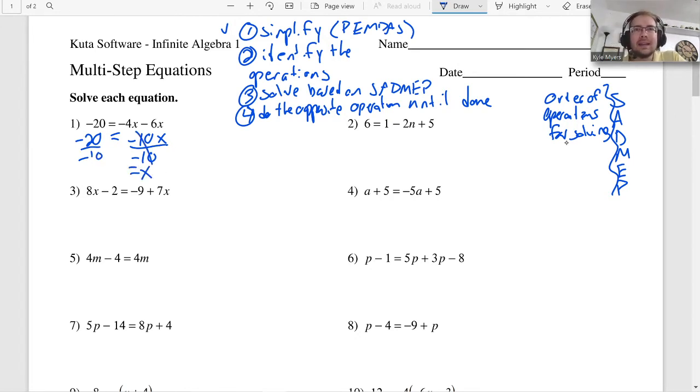Negative divided by a negative is a positive. So this is 20 divided by 10 is 2, and it's +2. And now I'm done. Step 1 done.